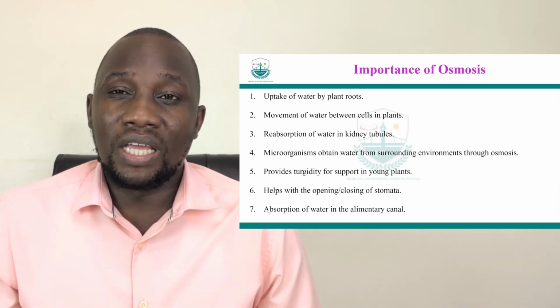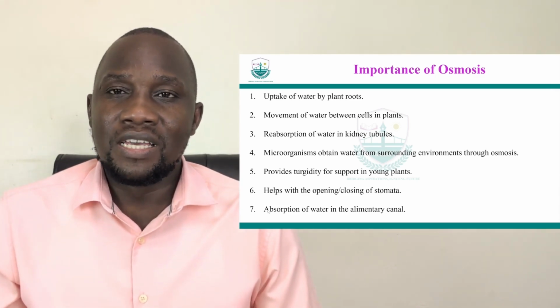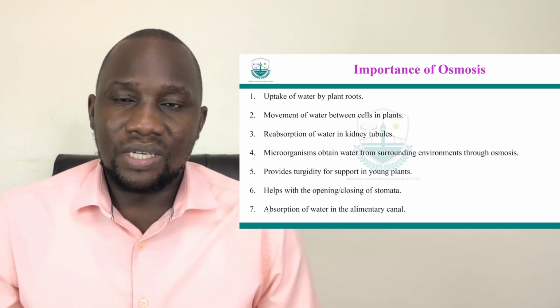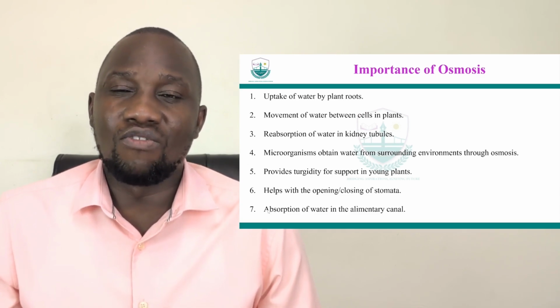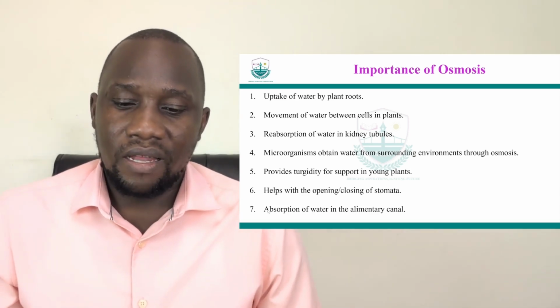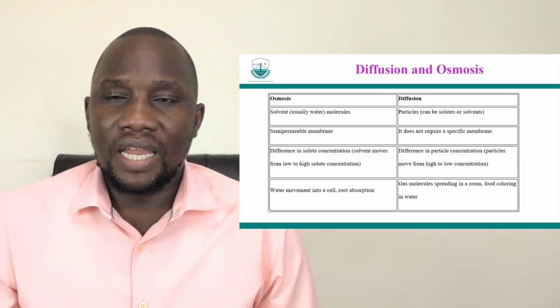If plant cells absorb water, they will be firm and maintain rigidity, which is support for plants, especially young plants. That osmotic movement of water is also very important for the opening of the stomata and for absorption of water from the alimentary canal.